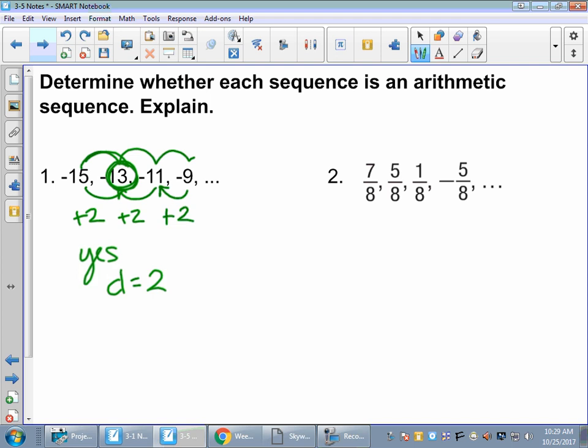Because all of them are the same, yes, this is an arithmetic sequence, and my D value is positive 2. When I look at these fractions, I can do the same thing. Take 5/8 minus 7/8, which tells me that my common difference between these two is negative 2/8. I went down 2/8. Between 5/8 and 1/8, when I subtract them, I'm going down 4/8, which is not consistent. So at this point, I can just say not an arithmetic sequence, and I don't have to say a D value because there isn't a common difference. If it's not the same within all of them, you can stop looking and just say, no, not an arithmetic sequence.